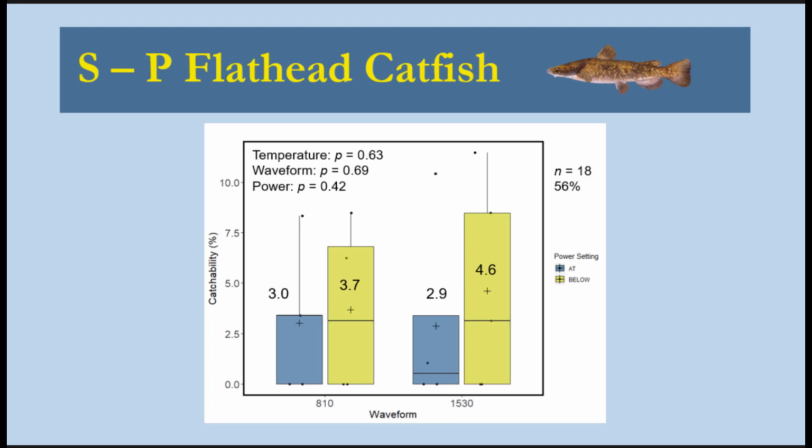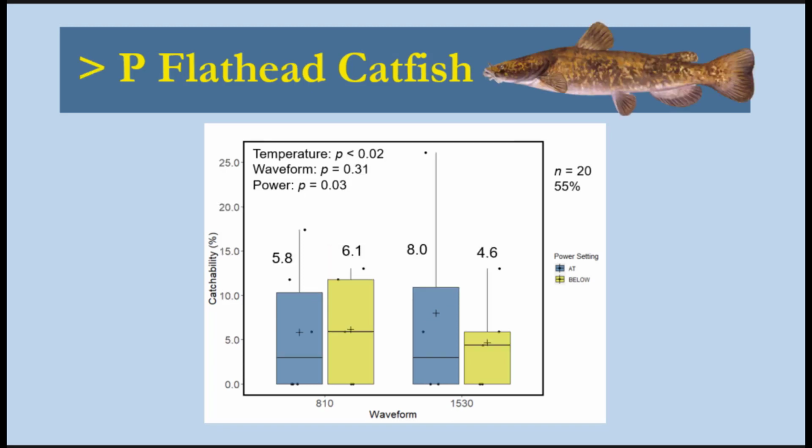That was strictly something we were evaluating in the ponds. And then for large flatheads, temperature popped up, so increased temperature reduced catchability in this model, and reduced power settings decreased catchability as well. We had a lot of success, and maybe some size selectivity with larger flatheads. Again, if you focus on the blue, it's 6 to 8% for large flatheads, contrasted with maybe 3% for the small flatheads.